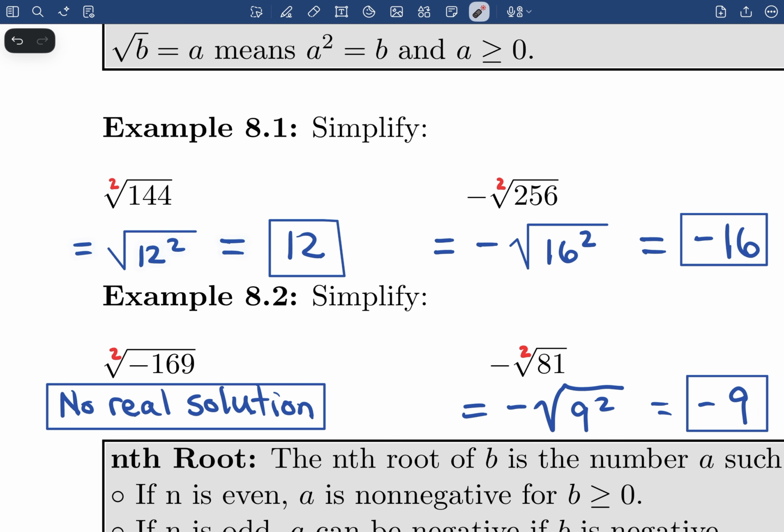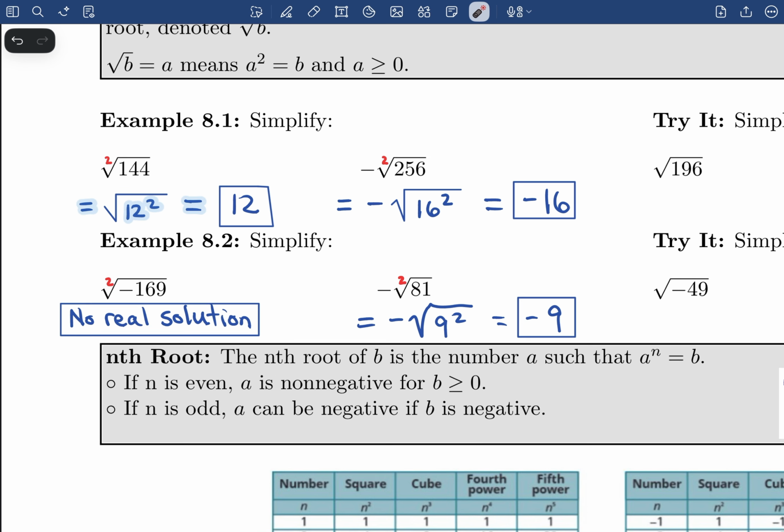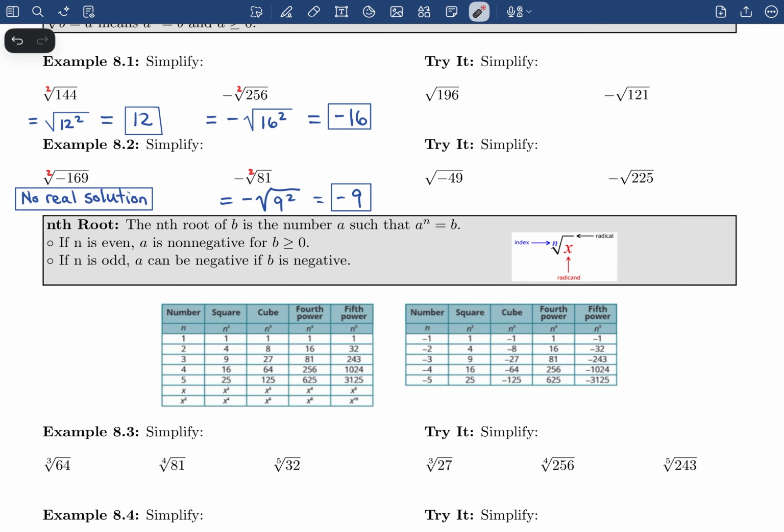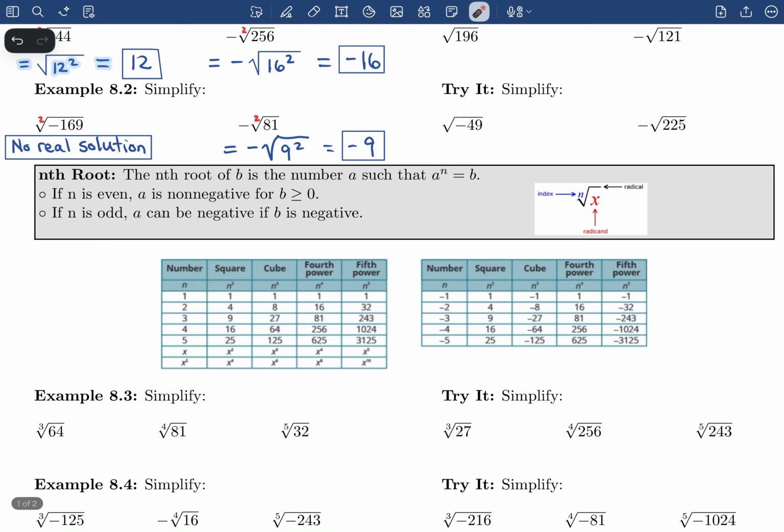Well, what if we're not dealing with square roots only? We know now that there are more types of roots. Square roots undo squares. They're inverse operations of squaring. What about cube roots? Cube roots are the inverse operation of cubing. Fourth roots are the inverse operation of raising to the fourth power, etc. And so here's a general statement about roots or radicals. The nth root of b is the number a such that a to the n equals b. Now, if n is even, a is non-negative for b greater than or equal to 0, and if n is odd, a can be negative if b is negative.